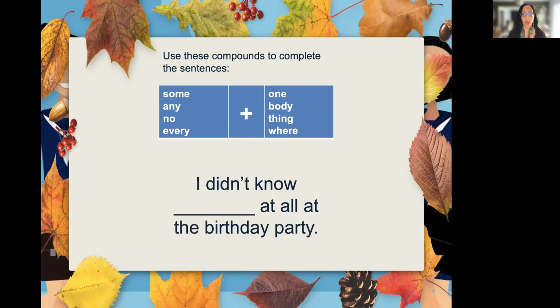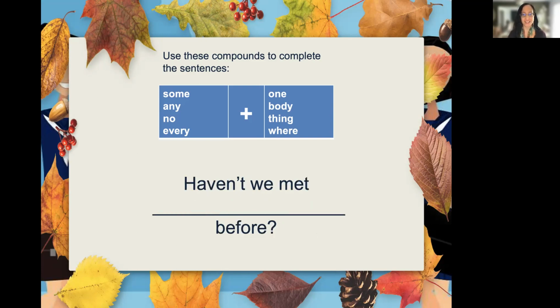How about this one? I didn't know blank at all at the birthday party. Okay, what happens at a birthday party? Are there more than one people there? Yes. So it would be anybody. I didn't know anybody. Okay. How many people said somebody? Popular word is anybody. Okay, one to memorize.